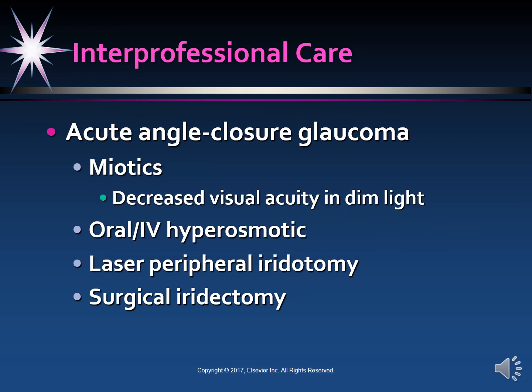So with acute angle closure glaucoma, remember the pressures are much, much higher. Clients would be on miotics, ophthalmic medications, which will help lower intraocular pressure. They may also be on an oral or IV osmotic diuretic, so maybe a mannitol, and then they are going to need a surgical procedure to create a new outflow. So a laser peripheral iridotomy or a surgical iridectomy, and that again is creating a new outflow channel through the iris.